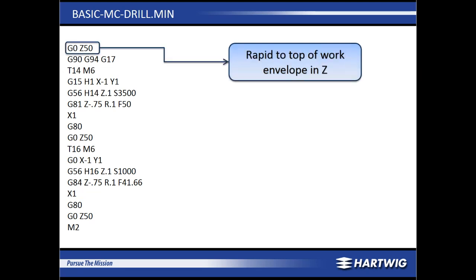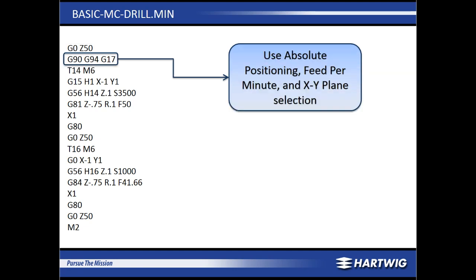The first move of this program, we're going to go into rapid traverse mode, and then we're going to send the tool to the top of the envelope in Z. Hopefully 50 inches is enough for us to get up there.